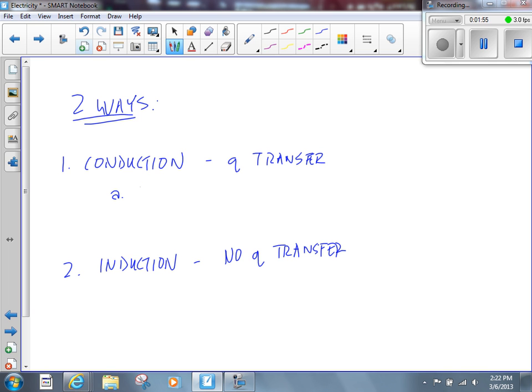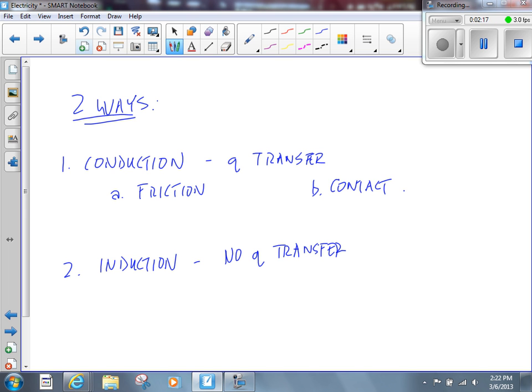What's the difference between charging by friction and charging by contact? These are the easy ones, by the way. We charge by induction, it's a little bit harder. So if you know the answer to this, get it out of the way. Give me the answer to the easy questions, and then maybe I don't call on you for the harder questions. What's the difference between friction and contact?